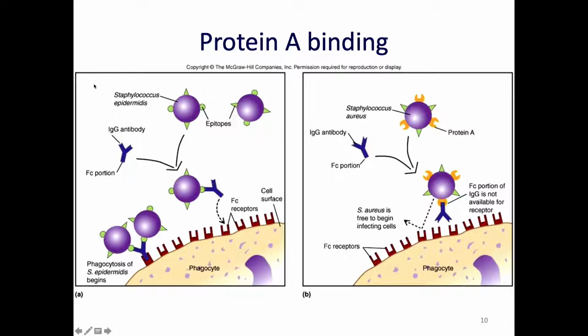If we are talking about Staphylococcus epidermidis, you can see that there is no protein A around the cell, and of course it is not binding to the Fc portion, and this is why the Staphylococcus epidermidis phagocytosis is not blocked. It is easily phagocytized by the phagocyte.